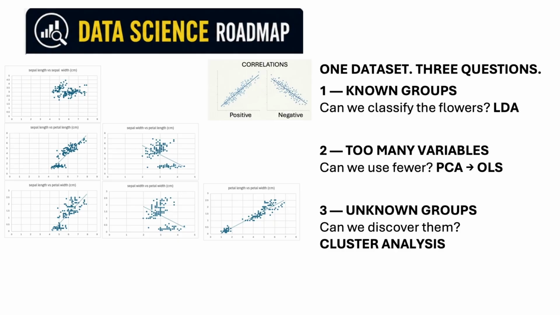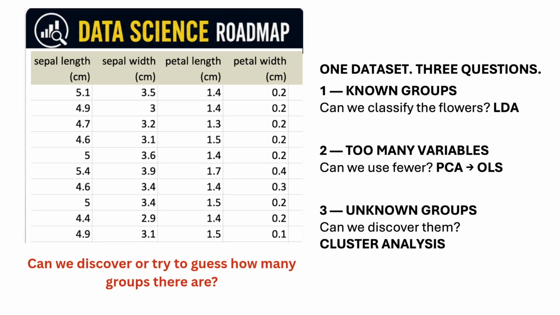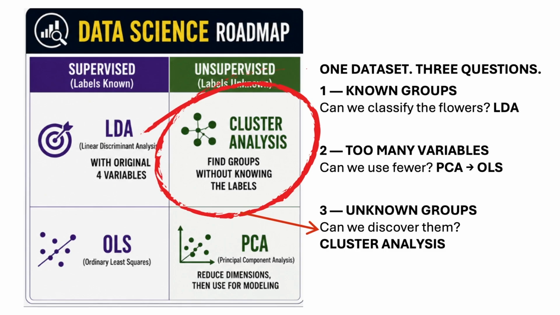What if all we had was a spreadsheet containing 150 flowers and 4 measurements with no species labels whatsoever? Could we look at the data and discover that there are 3 natural groups hiding inside it? That's a problem we'll tackle in part 3 with cluster analysis.